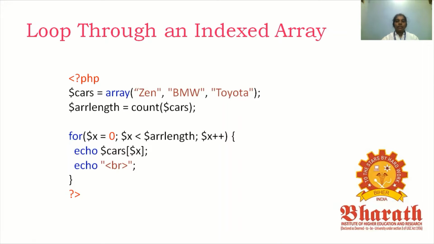Then, loop through an indexed array. In this slide, we are going to discuss looping through an indexed array. We have stored all the values in an array, and we are going to display all the values with the help of a for loop. In the first line we have the array which contains all the values, and the count function gives the size of the array. The for loop is used to display all the values in an array. The br is an HTML tag used for a line break. So totally two statements inside the for loop.